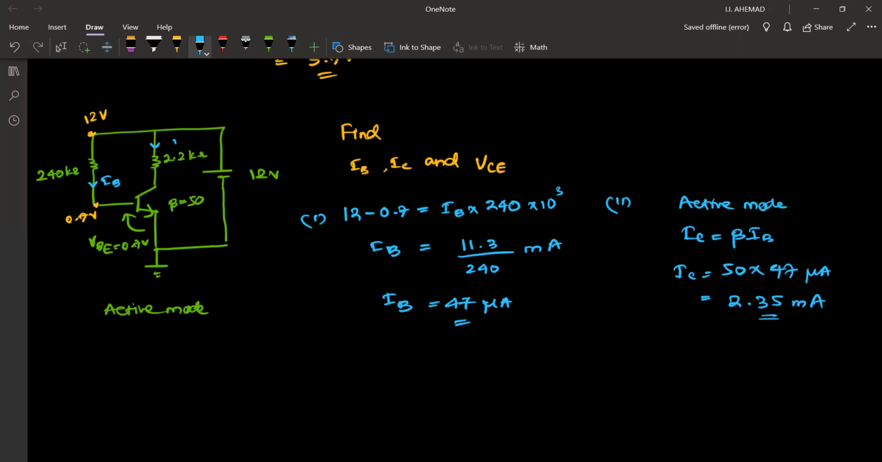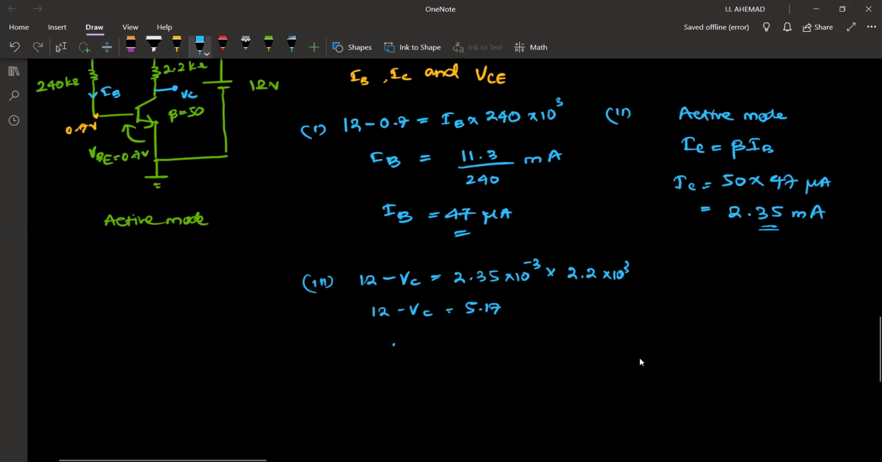So we know this current, and we also know this voltage as 12. Now we have to find what is VC. So 12 minus VC is equal to 2.35 milliampere into 2.2 kilo ohm. If we multiply, we get 2.35 into 2.2, that's 5.17.